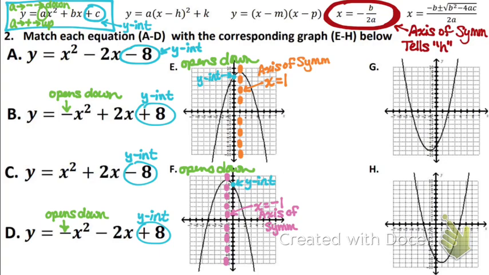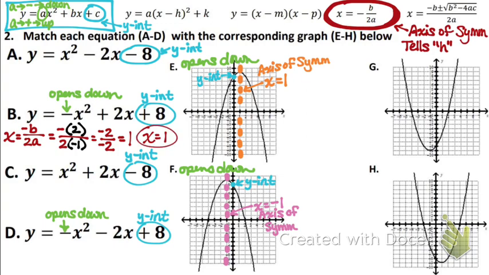Let's go to B first here. So x equals negative b over 2a. What's the b value here? Negative 2 over 2a. What is our a value? Negative 1. So in my numerator, I have negative 2. And what do I have in the denominator? What is negative 2 divided by negative 2? 1. So x equals 1 is my axis of symmetry.